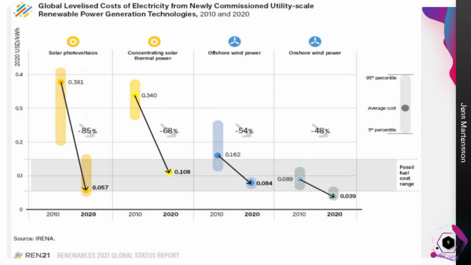Here we see a graph. It shows the global levelized cost of electricity from newly commissioned utility scale renewable power generation technologies, 2010 and 2020.